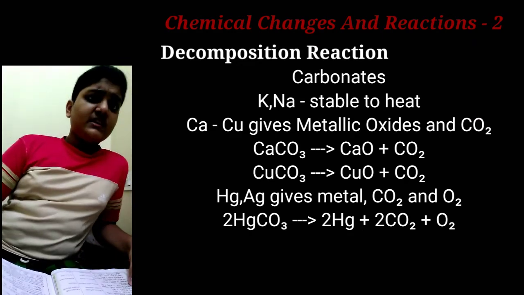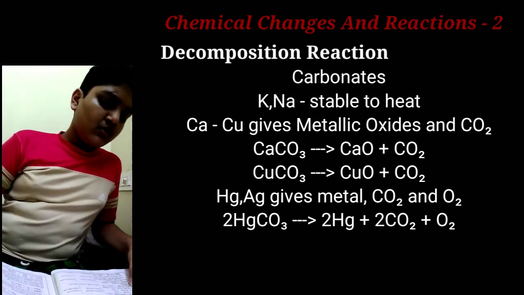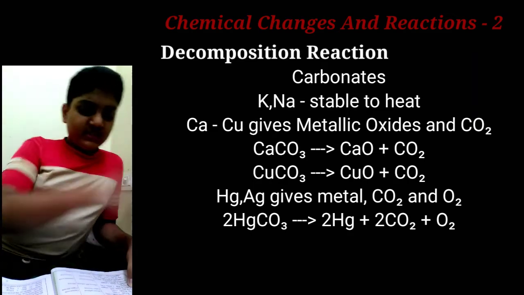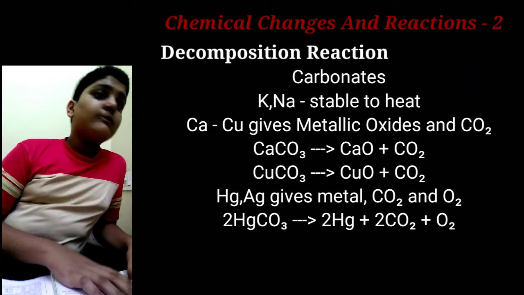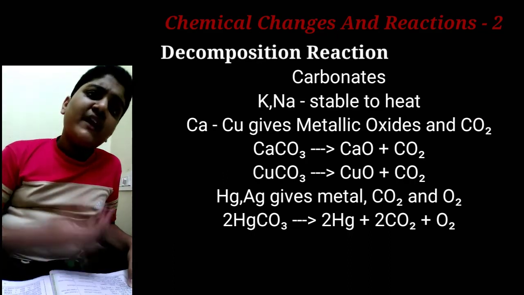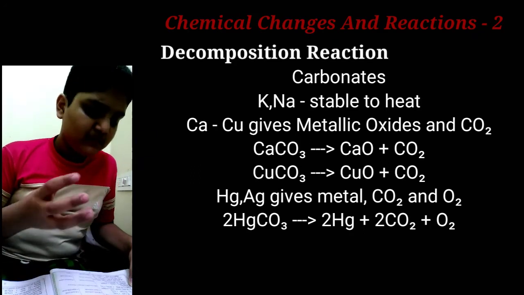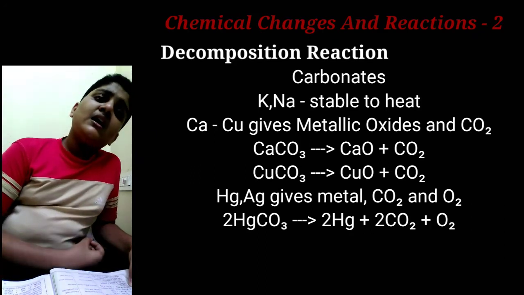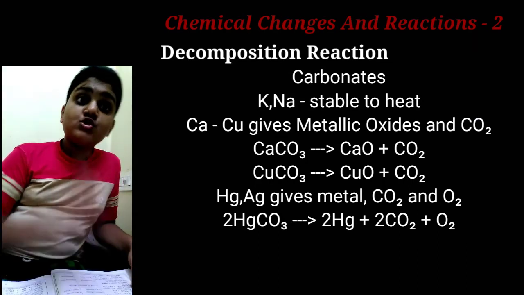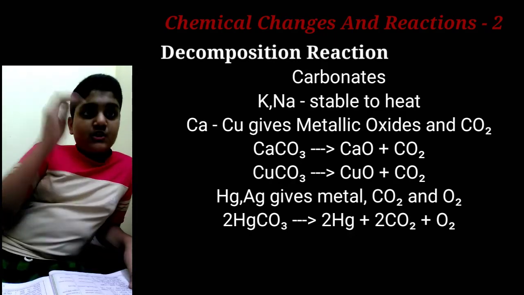Here is a special case: silver and mercury carbonate gives metal plus oxygen plus carbon dioxide. Here there will be no question of naming the gas evolved, but you must know the equation. Do you know the reason why they will not ask to name the gas evolved on heating mercury carbonate? Because two gases, oxygen and carbon dioxide, are involved, but you must know the equation.